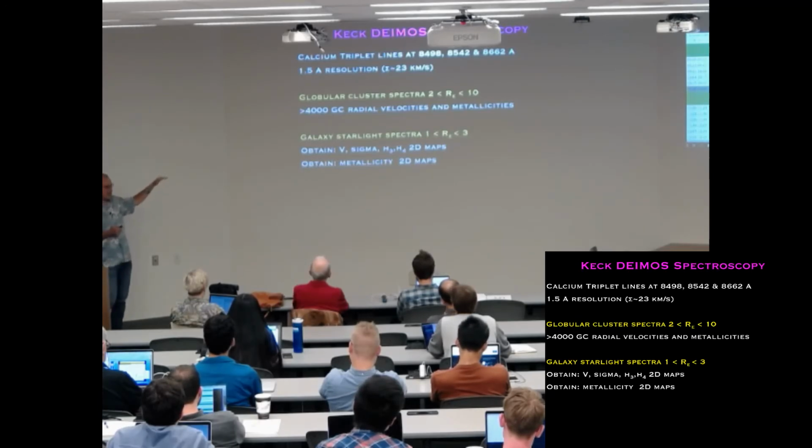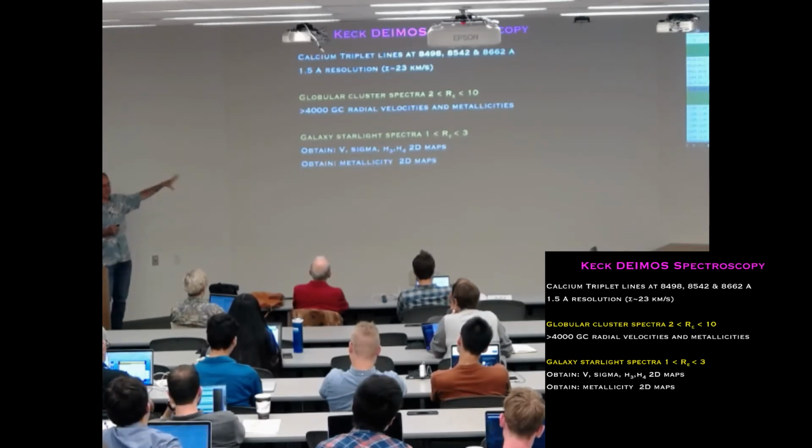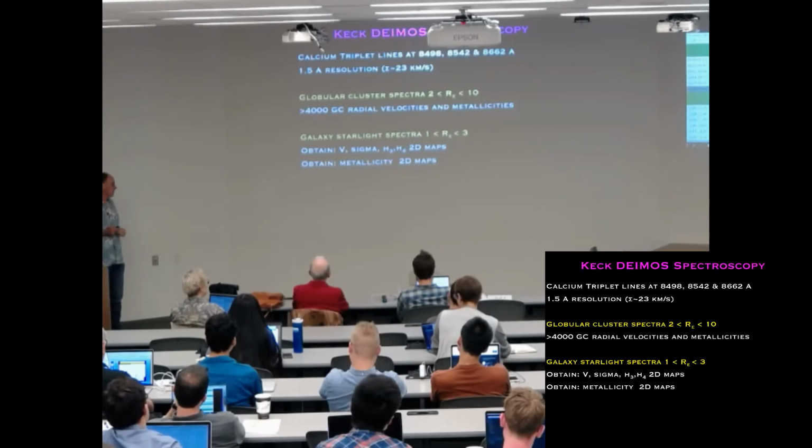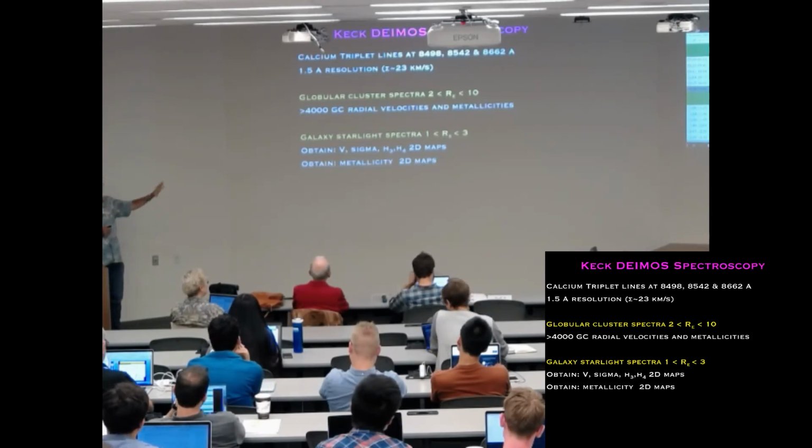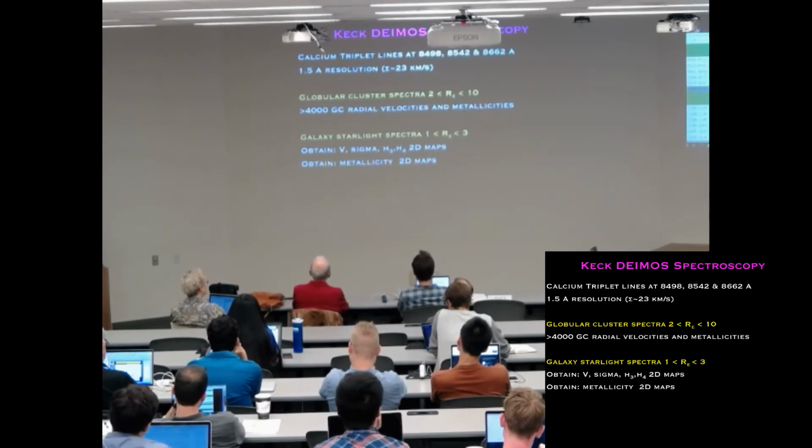But we also get galaxy starlight in the same mask in that range of 1 to 3 effective radii. And from that, we can get 2D maps of velocity, velocity dispersion, the higher order moments, and metallicity.